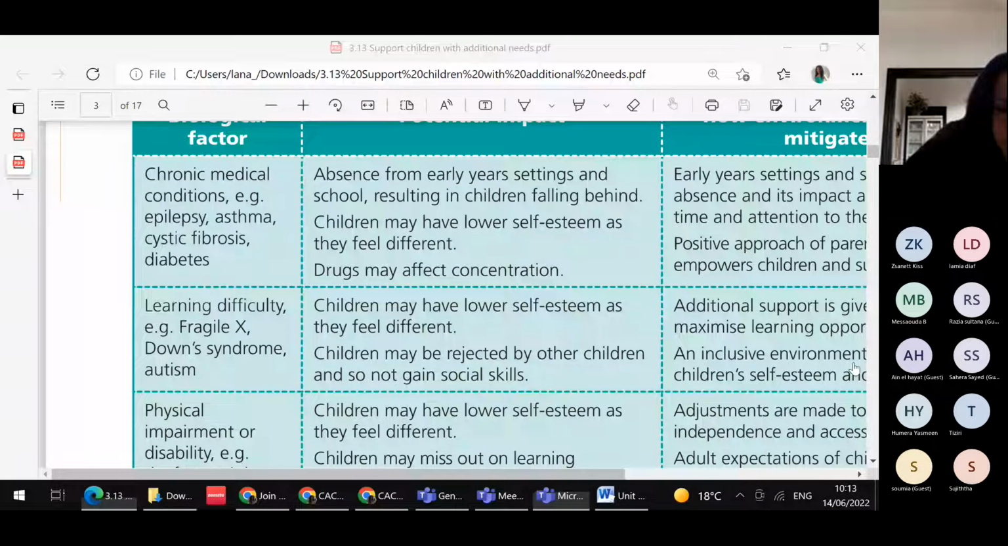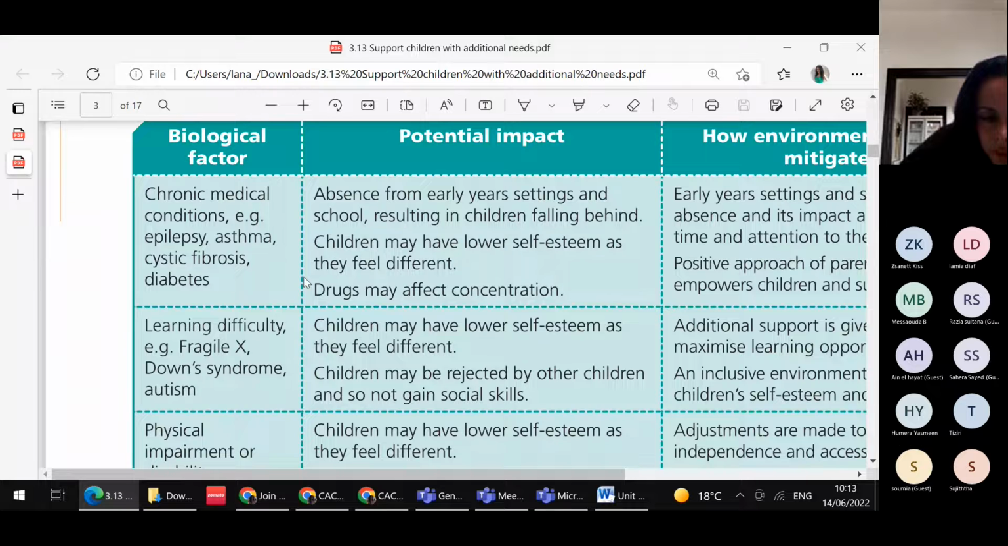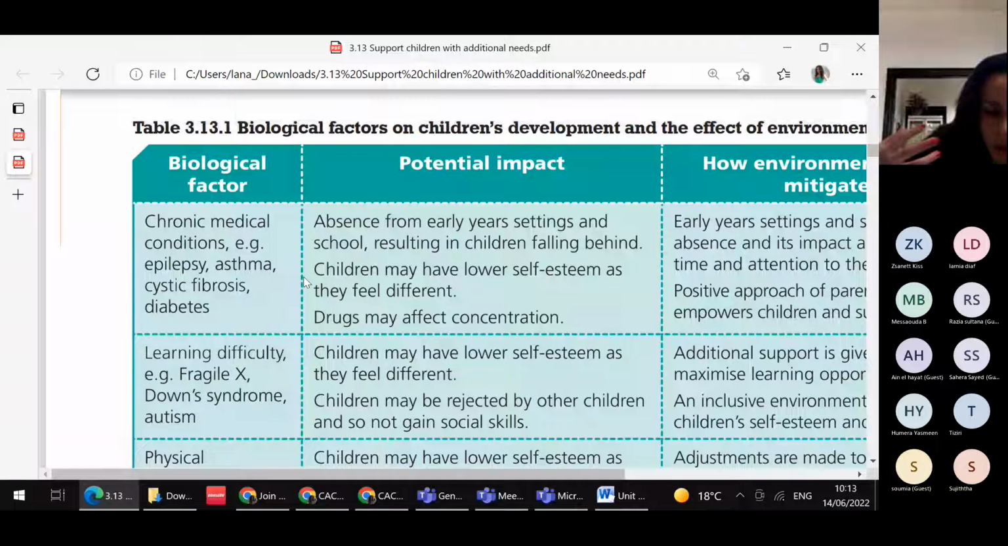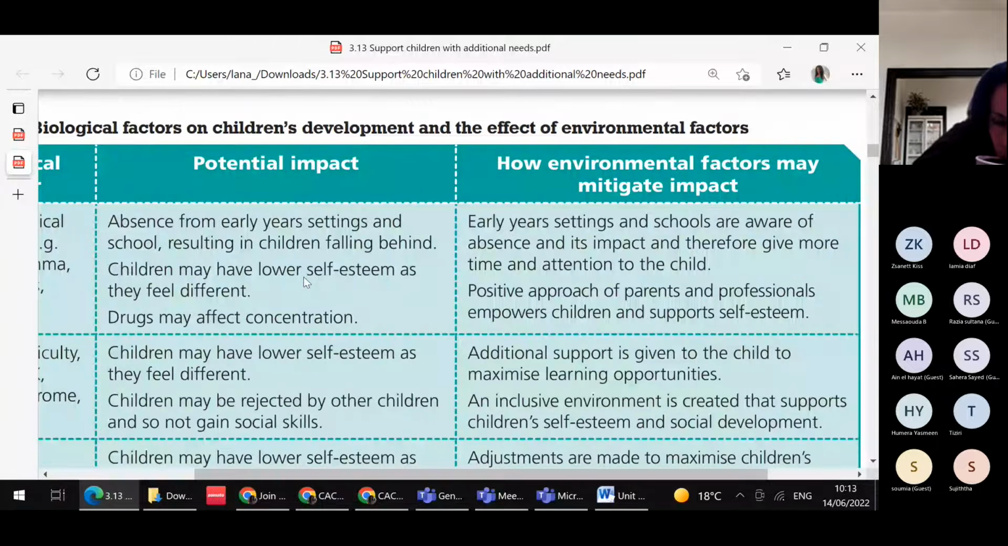So the first factor, biological factors, is chronic medical conditions like epilepsy, asthma, diabetes. All these can affect the child's development. And how do they affect it? What's the potential impact? Can you tell me? Let us say the child has asthma, and they don't go to school all the time. Why? Because they can't breathe.